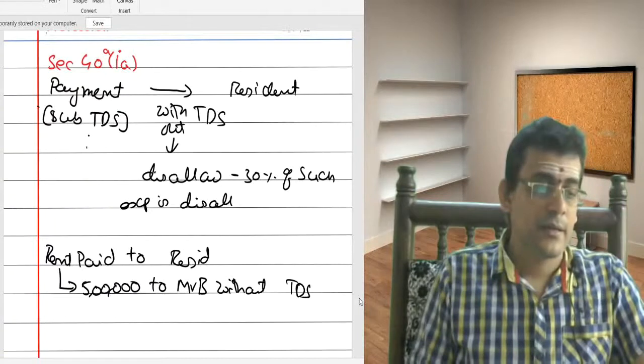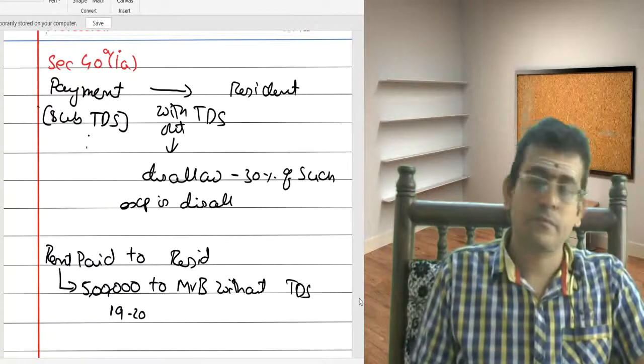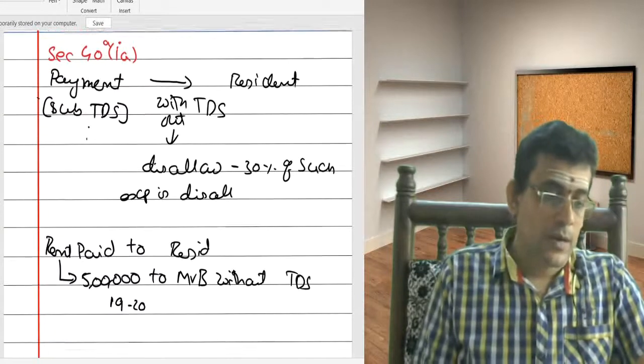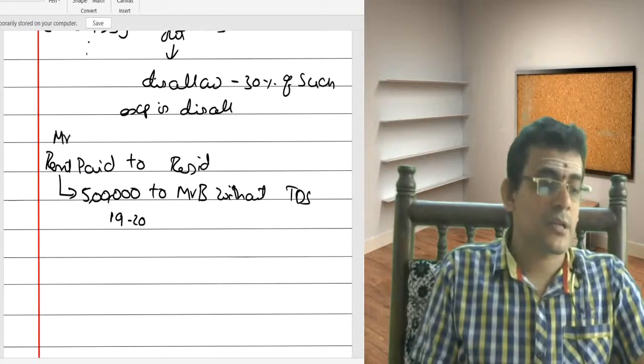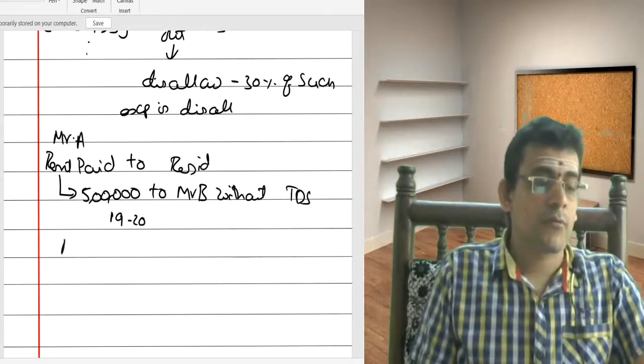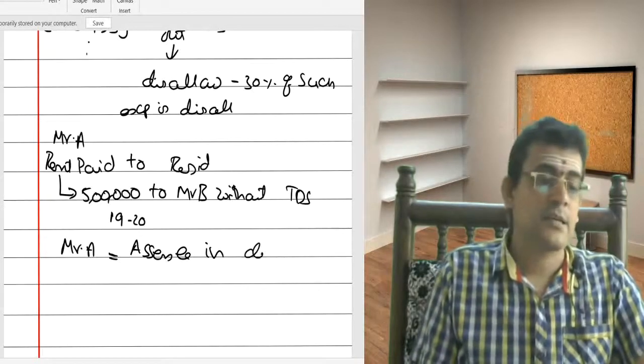So ultimately, this rent is paid for the entire financial year 19-20. Now, ultimately, I will call the payer. Let us consider Mr. A is the payer. So now ultimately what will happen? Mr. A is said to be called as assessee in default. He will be called as assessee in default.